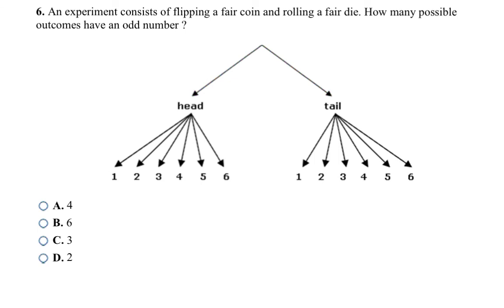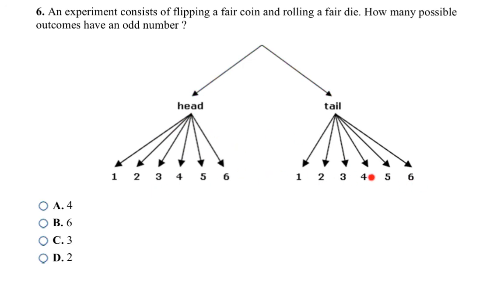In this problem here, they've already drawn a tree diagram for us. And it's a tree diagram that shows an experiment consisting of flipping a fair coin and rolling a fair die. How many possible outcomes have an odd number? So here I have, you flip a coin and you can get heads or tails. And then you roll the die and you can get 1 through 6. So that's how they built this.